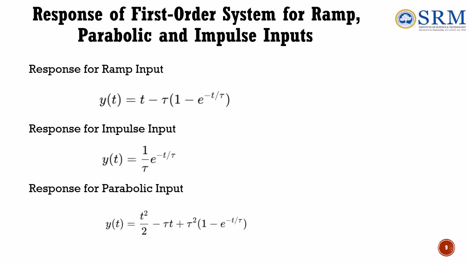In the same way, we can derive the response of first order system for ramp, parabolic and impulse inputs also. So for the response of ramp input, we can get y of t equal to t minus tau into 1 minus e raised to minus t by tau. The response of impulse input can be found out as y of t equal to 1 by tau e raised to minus t by tau. And for the parabolic input, y of t will be equal to t square by 2 minus tau t plus tau square into 1 minus e raised to minus t by tau.